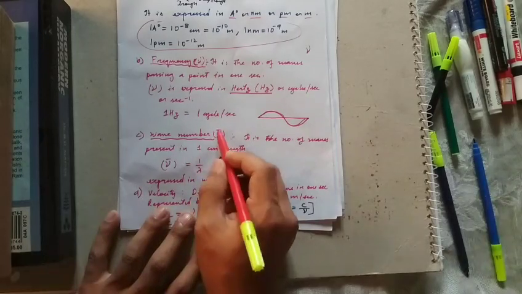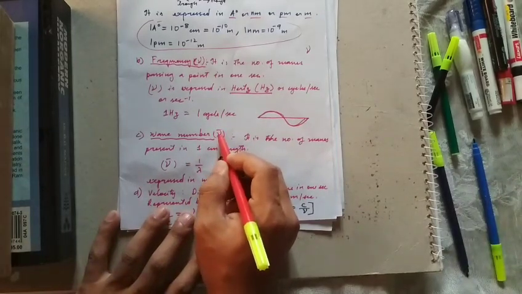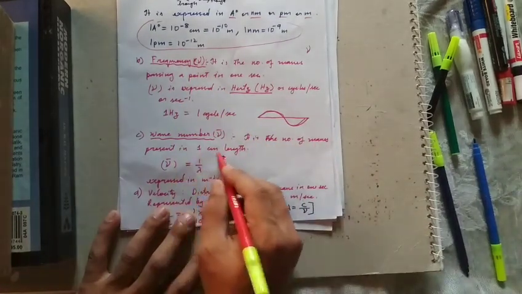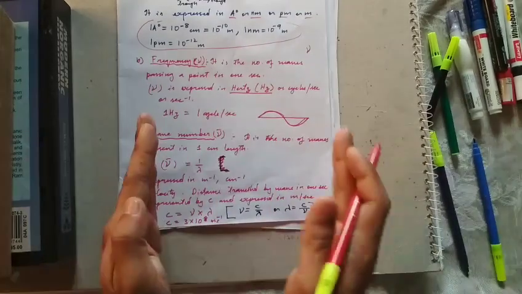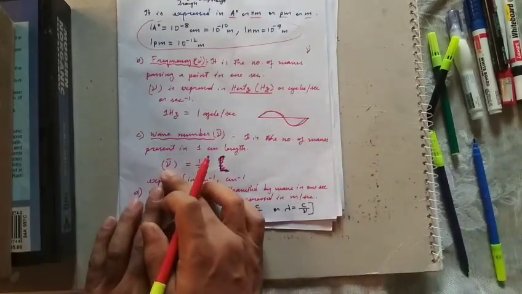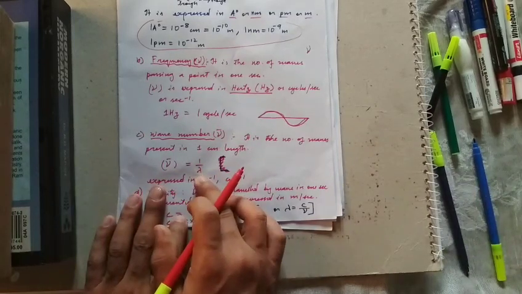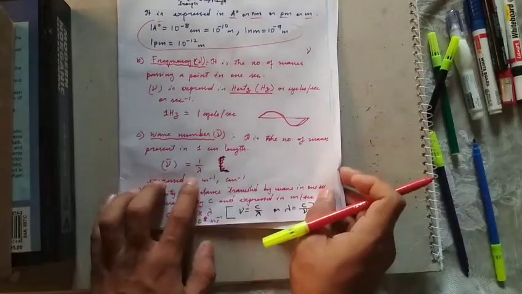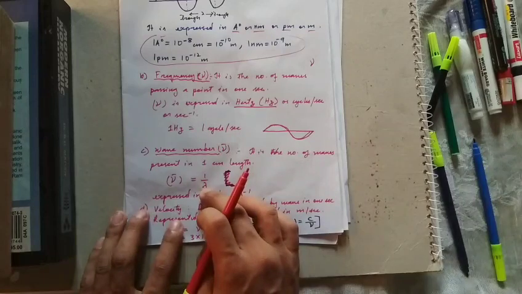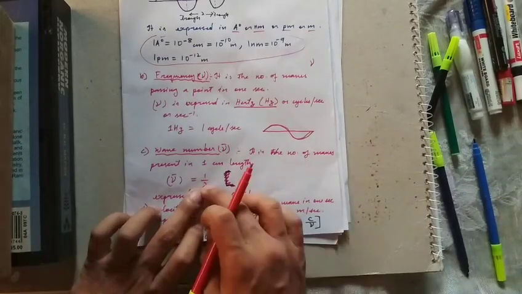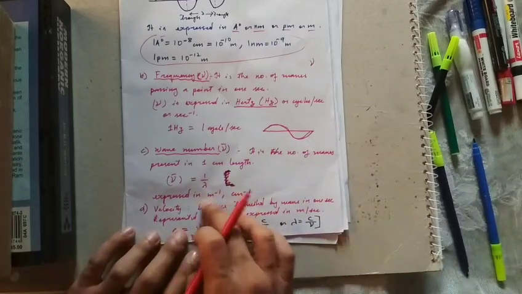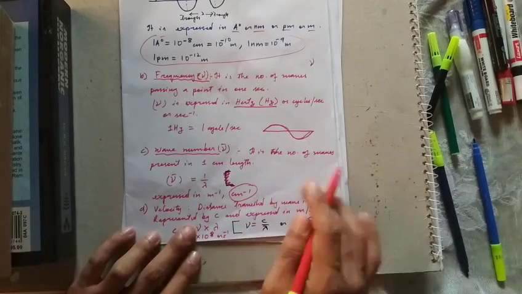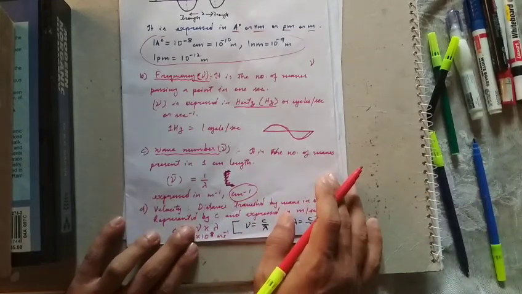Next is wave number, represented by a bar above the nu. It is the number of waves present in 1 centimeter. It is the reciprocal of wavelength. This is expressed in per meter or per centimeter. Usually it is expressed in centimeter inverse.